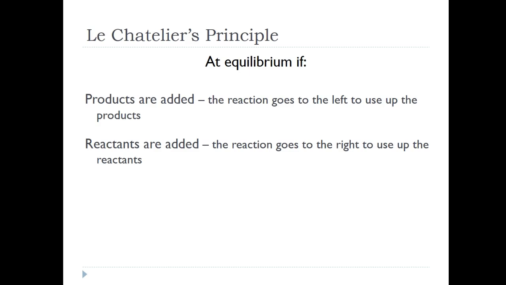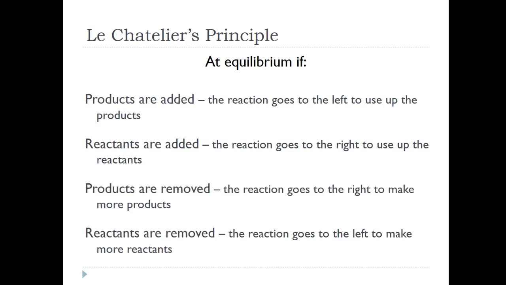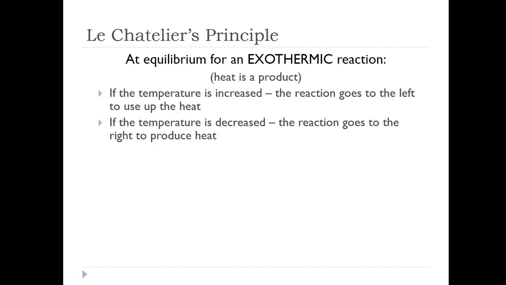So if we added a reactant, the reaction would need to shift to the right to use up the reactants. If we remove something, the reaction is going to shift to make more of that specific thing. So if we remove one of the products, the reaction is going to make more products, so shift to the right to make more products in order to make up for that loss. If we remove a reactant, the reaction is going to shift to the left to make up for that loss. Okay.